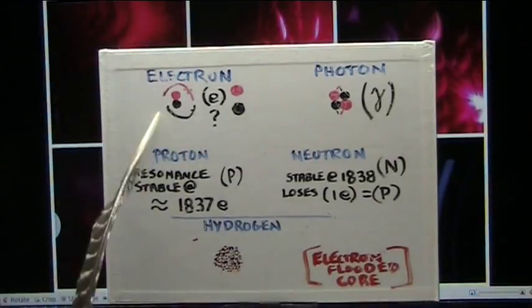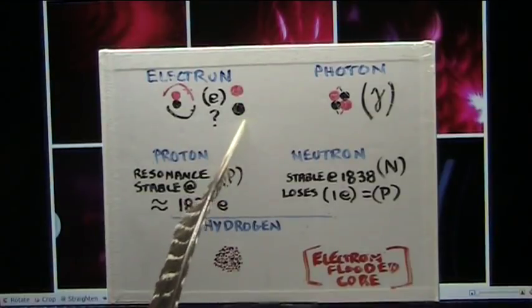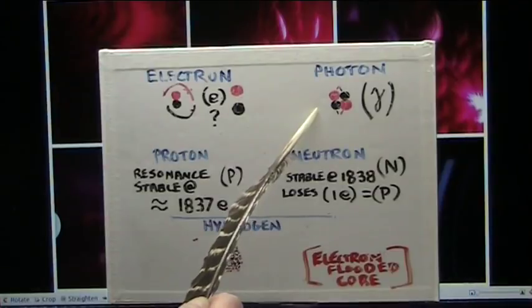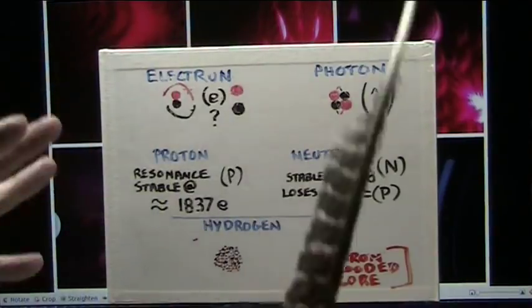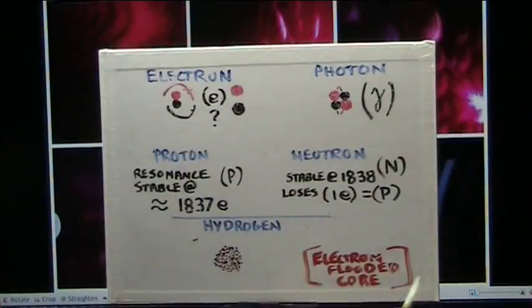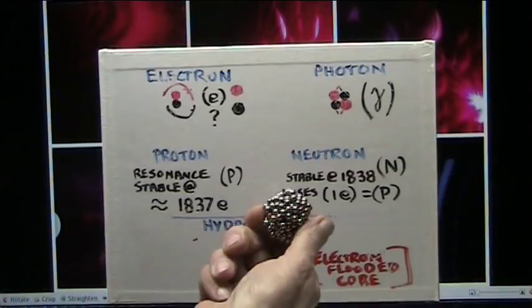So we are going to see electrons. We are going to see the separation of electron and gauge bosons. We've already seen the photons. 1837 of these electrons make a proton, which has a positive charge to it. 1838 make a neutron, which has a basically balanced neutral charge. Hydrogen and all atoms are cored like this. That's the core.